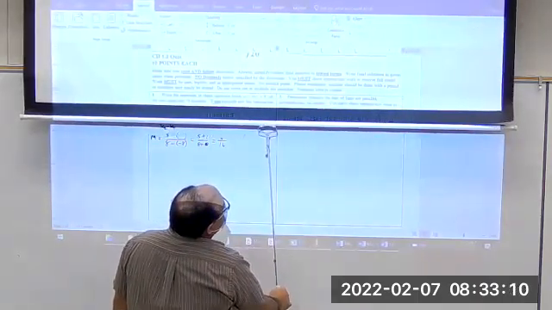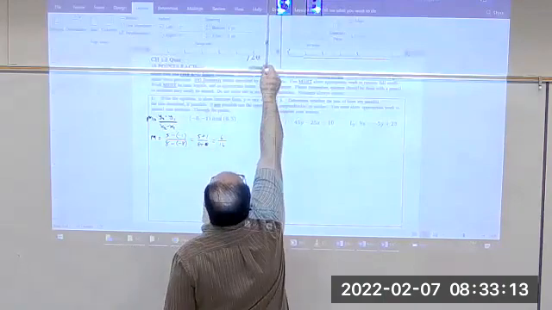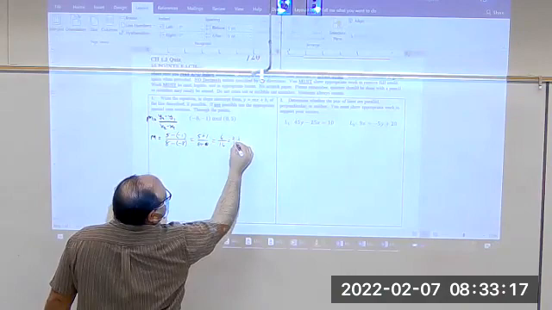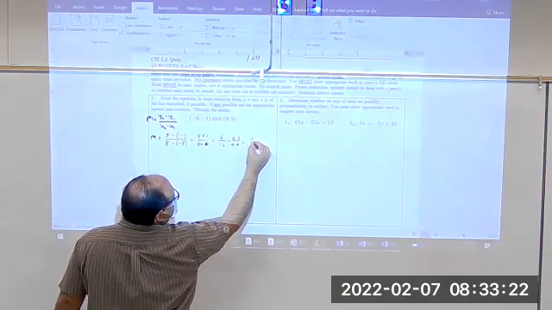I think I mentioned that. Simplify that. That's 2 times 3 over 2 times 8. So the slope is 3/8.